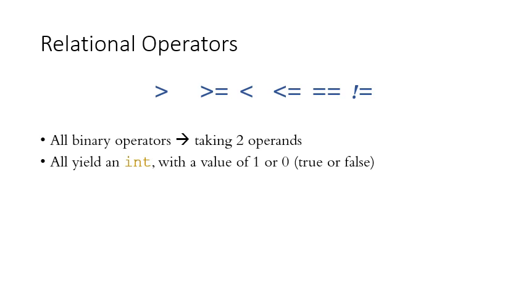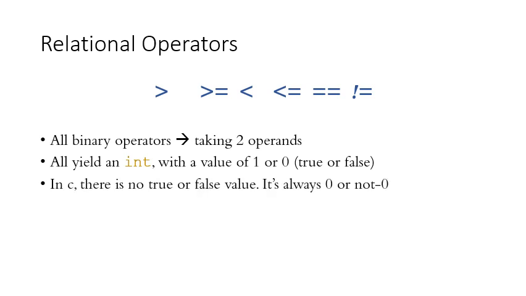So for example, the value of 10 less than 11 is true, so it returns a 1. And the value of 11 less than 10 is false, so it returns a 0. So in C, there is no true or false na value. It's always 0 or not 0. Okay, so yep.